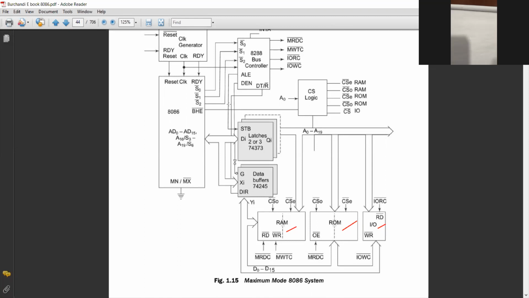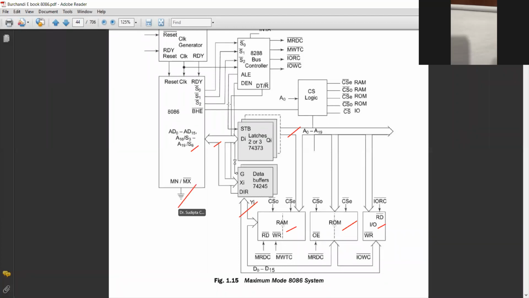So what are the basic differences? Over here also the same: data buffers act as the data bus, latches act as the address bus, which is 20 bit. Same over here, AD0 to AD15 as in the previous case. It's also a bidirectional bus, and the address bus is unidirectional. The basic difference is minimum mode and maximum mode.